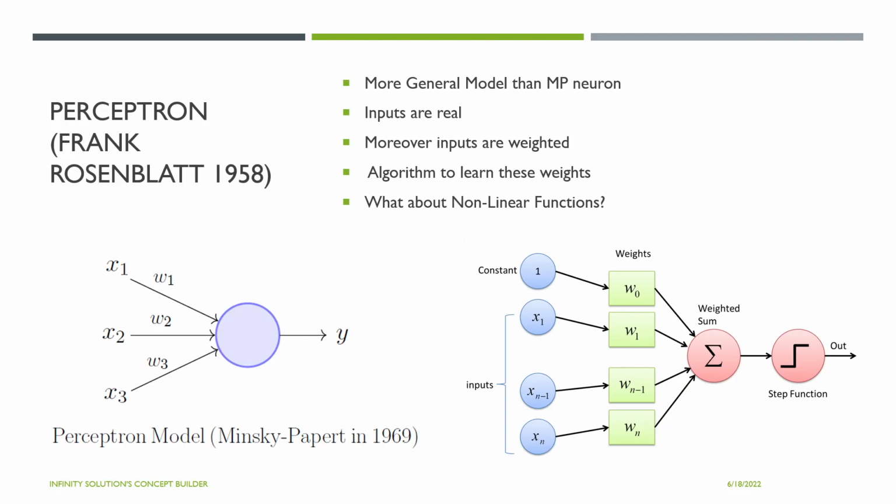And we already saw this slide that the Perceptron is our rescue. So what happened in the Perceptron is that it is a more general model, of course, and the best thing is we now have real inputs. It's not like we have just ones and zeros. We have real inputs, and we'll see the example on the next slide. Then moreover, inputs are weighted. As you can see, we can give weights to the inputs now, right?